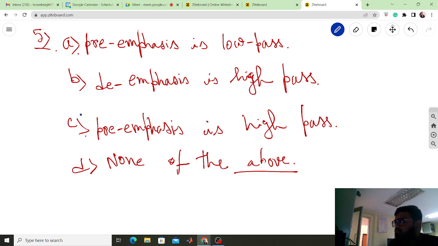So option C, no? Pre-emphasis, high pass filter. Yes, option C is the correct answer.